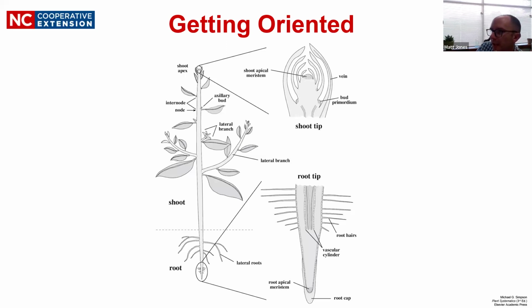Other terms, I think that's it. Yeah, at any point where a leaf intersects the stem is called a node, and the space in between a given node is called an internode, so the space between nodes. And that's helpful later for understanding leaf arrangement.